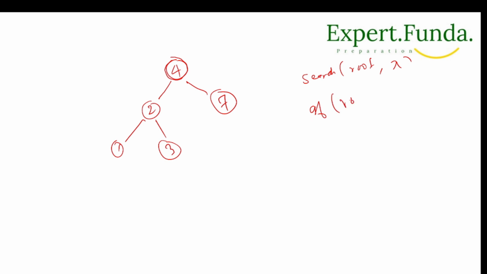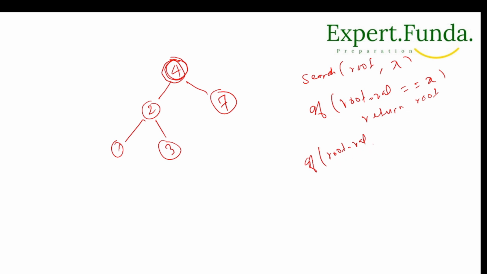If root dot val is equal to x, then we will return the root. That is already done; we are comparing with this one. Now we will make a condition: if it is equal to x, then we return the root. Otherwise we check whether root dot val is greater than or less than x.